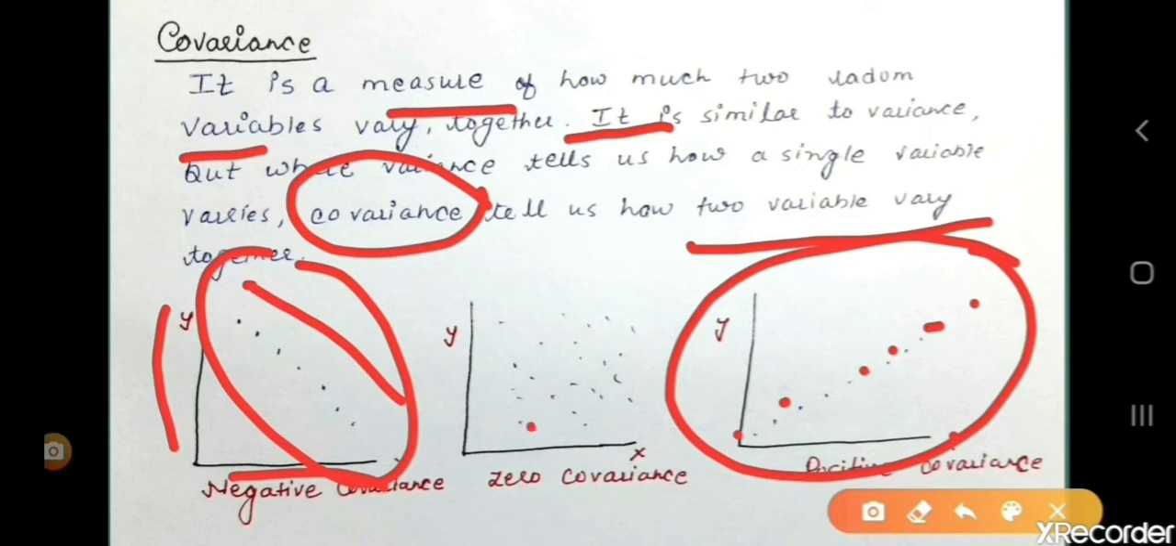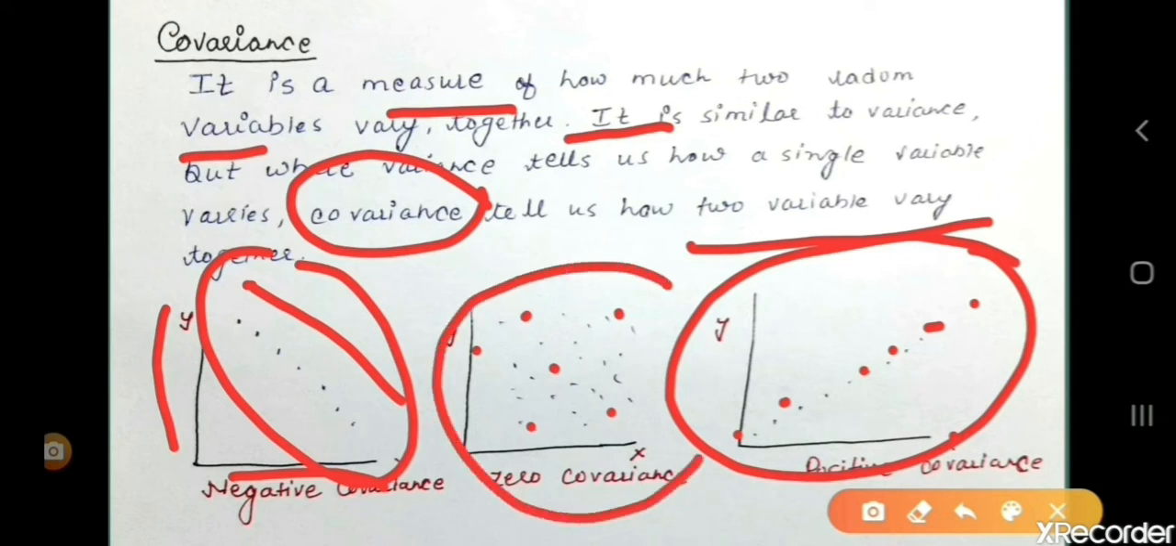In this graph you can see there is a random variation of these two variables with respect to each other. So there is no correlation or covariance. So we can say the covariance is 0. So this is covariance.